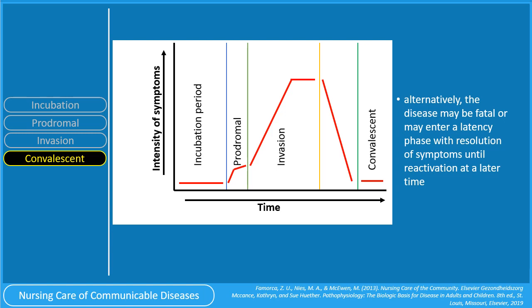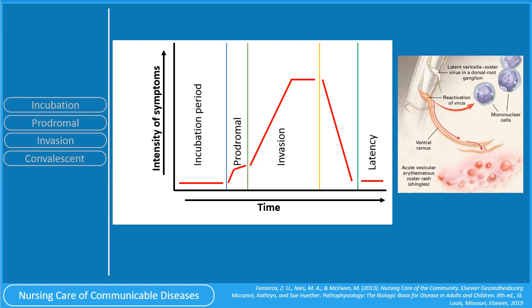Alternatively, the disease may be fatal or may enter a latency phase with resolution of symptoms until a reactivation at a later time. An example is varicella or chickenpox, which is an acute infectious disease. It is caused by the varicella zoster virus or VZV, which is a DNA virus that is a member of the herpes virus group. After the primary infection, VZV stays in the body, specifically in the sensory nerve ganglia as a latent infection. Primary infection with VZV causes varicella. With advancing age or immunosuppression, cell-mediated immunity to VZV declines and the virus reactivates to cause zoster or your shingles.